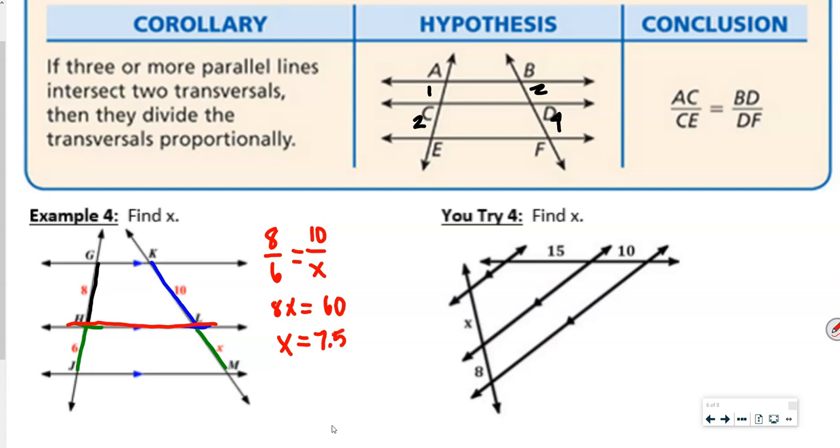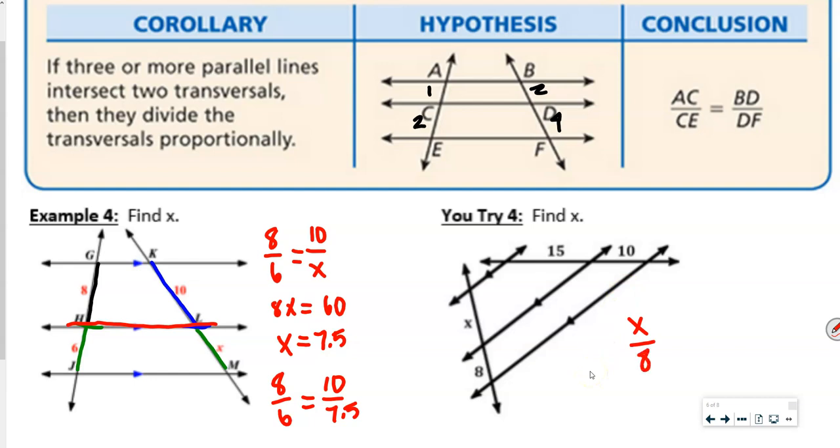So again, our check here is 8 over 6. Is that equal to 10 over 7.5? Now you can just put those in your calculator. When you do, you get 1.333. Is that equal to 1.333? It is, okay? So go ahead and do this you try right here and come back to me again.